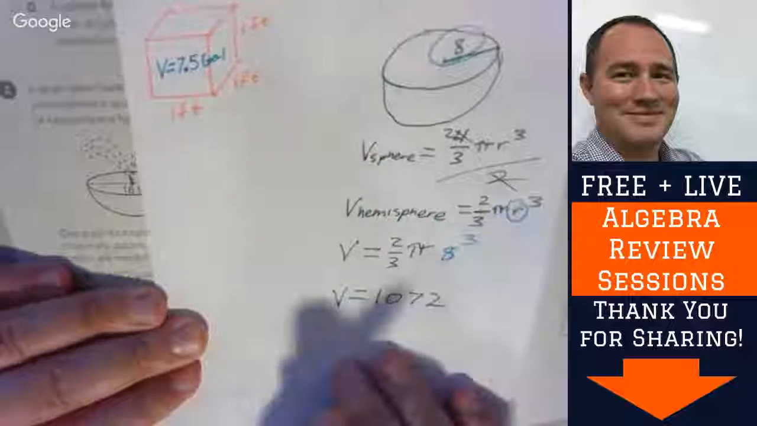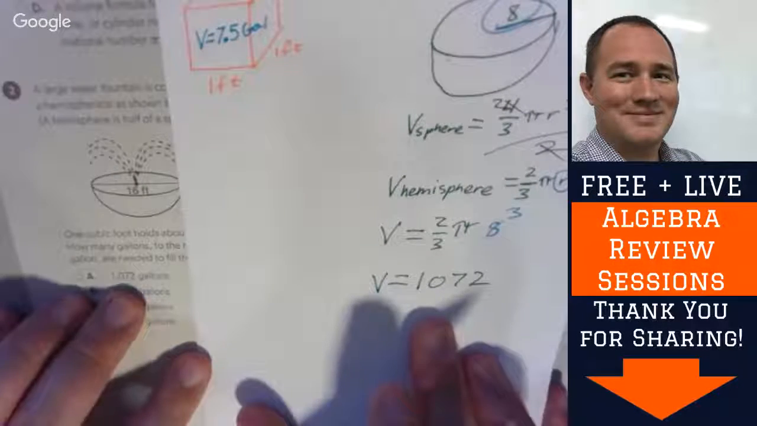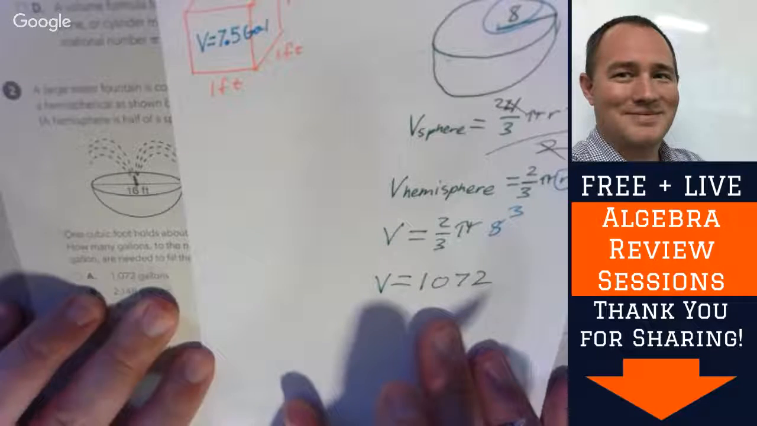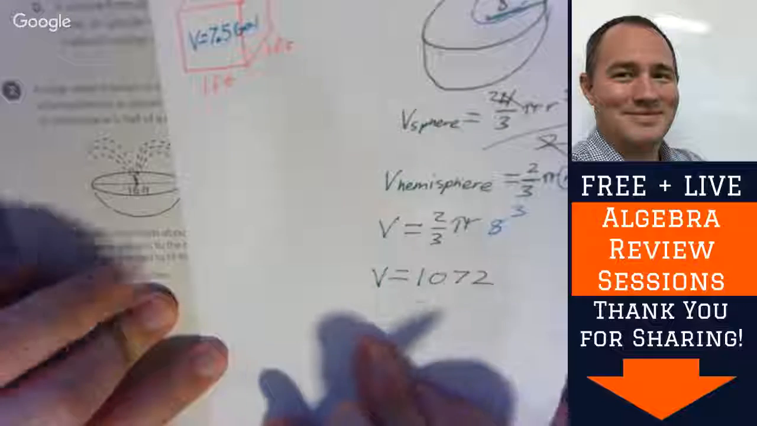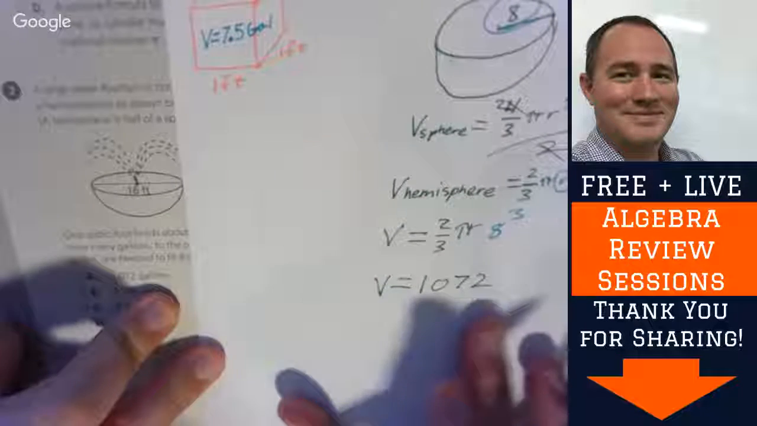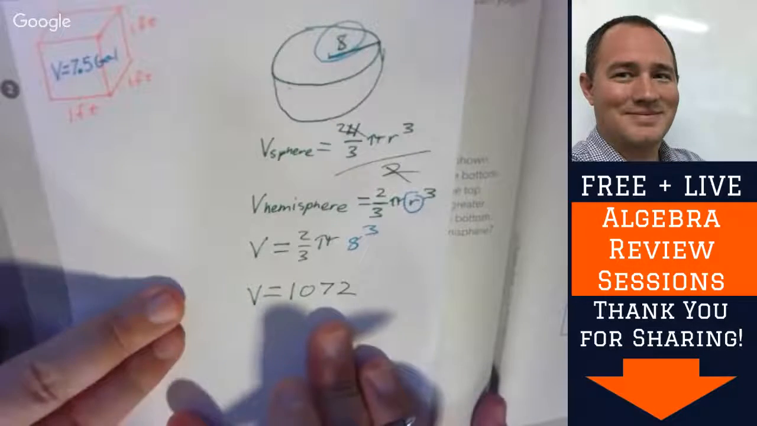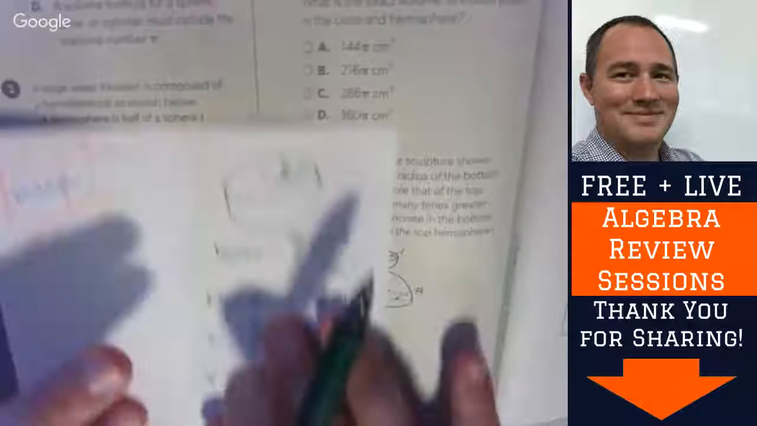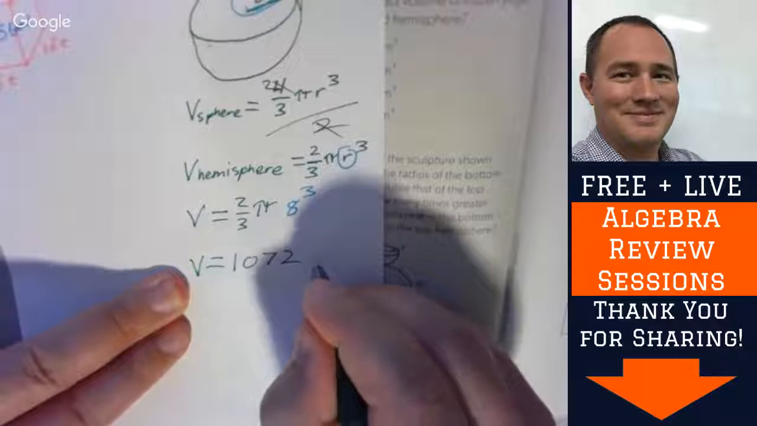1072. So it would be very tempting to say, ah, got it, that's it, A, 1072, let's circle it. But we would be wrong, because this is not gallons, this is feet cubed, right? Let's go look back here. We were using a measurement of feet, so this is going to be in feet cubed.